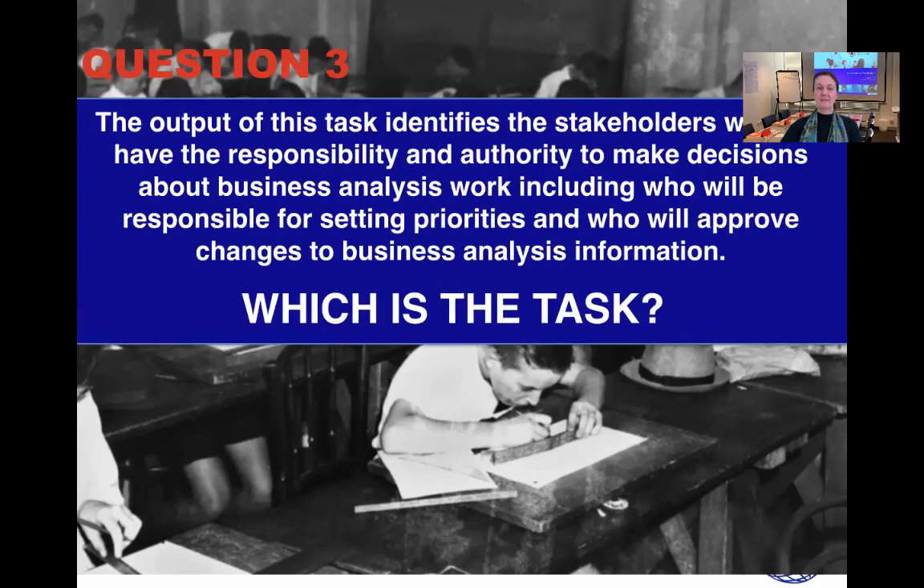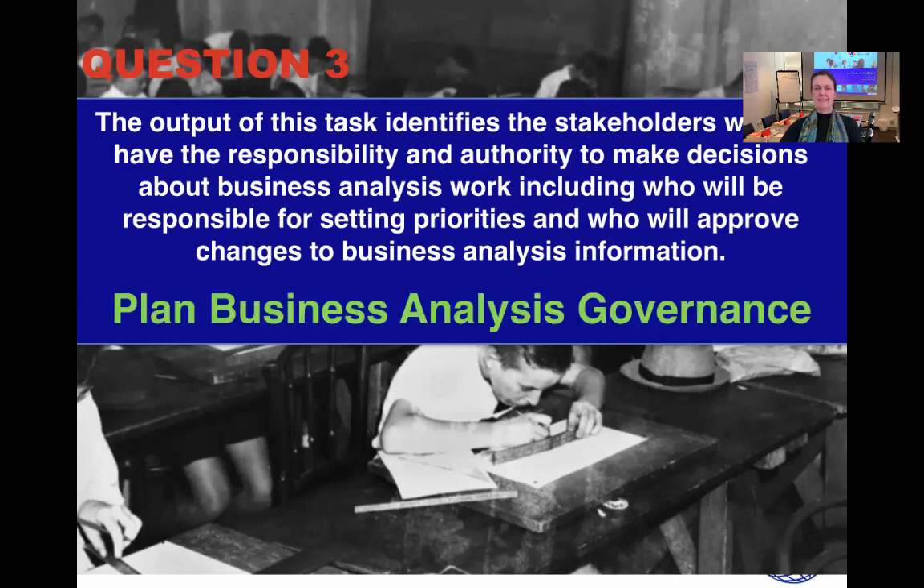Okay, so the third question. The output of this task identifies the stakeholders who have responsibility and authority to make decisions about business analysis work, including who will be responsible for setting priorities and who will approve the changes to business analysis information. Which is the task I'm referring to? Okay, so planned business analysis governance, of course.